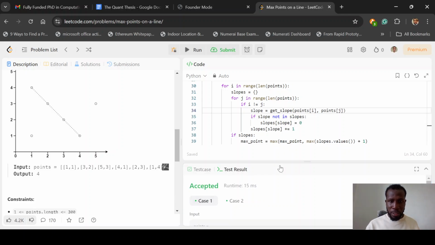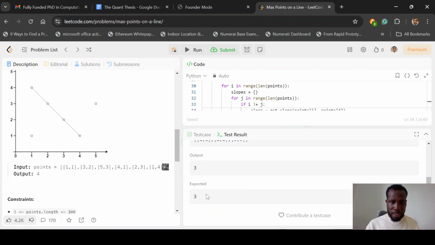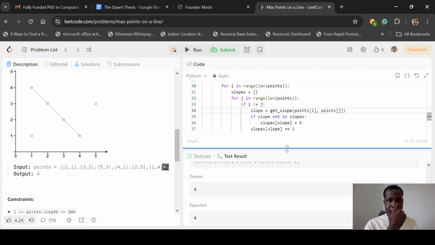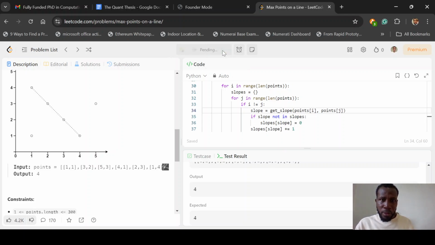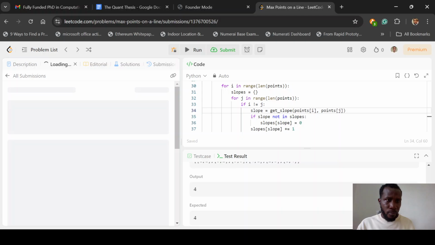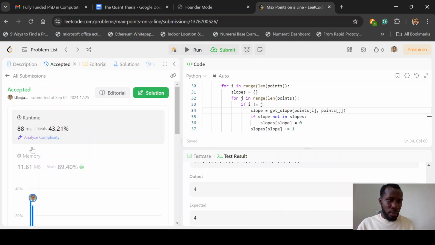So it's accepted here. In case one, you have it accepted, and case two also accepts. So we are going to submit it. Yes, it works out. Both the runtime and the memory: it saves a lot of memory, beating 89.4% in one and 89.1% in the other, and the memory was 11 MB, while the speed for the run is 82 MB.